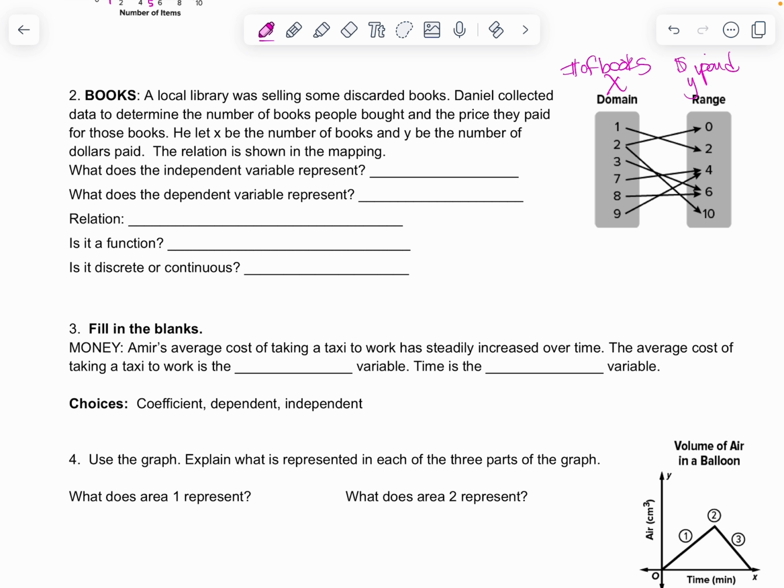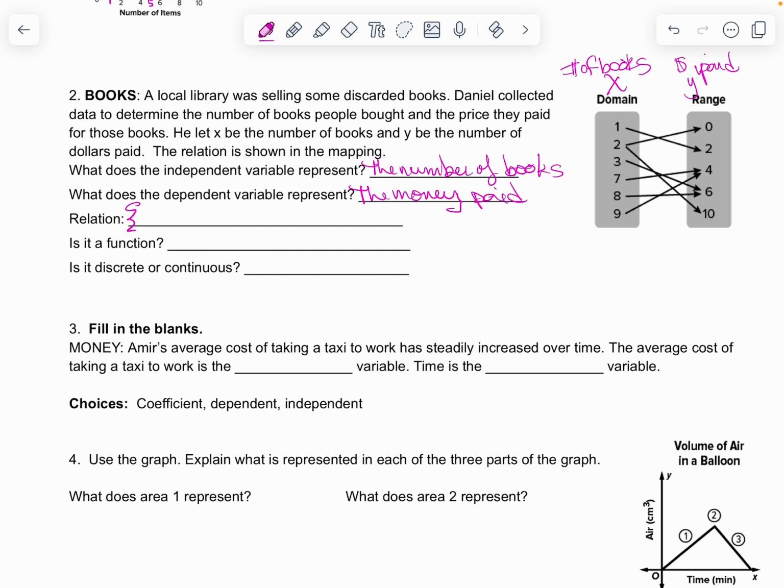Okay. What does the independent variable represent? Oh, I just wrote it over there. The number of books. What does the dependent variable represent? The money paid.